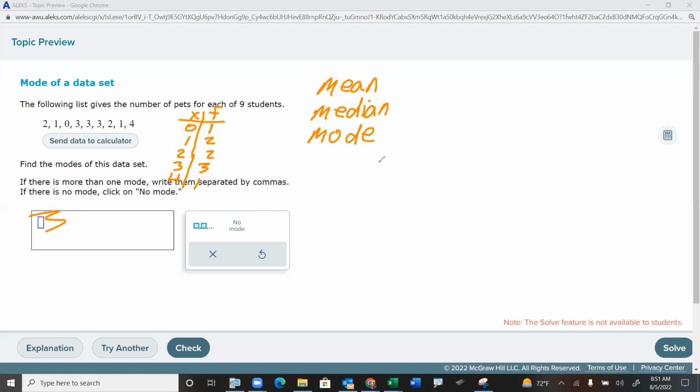Okay, 3 pets. Me, I'm in the 1 pet category right now. That goofy dog that just walked in.